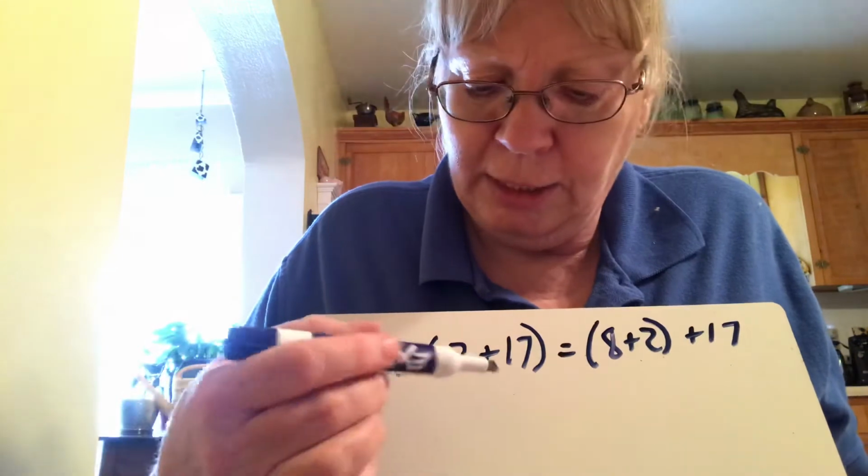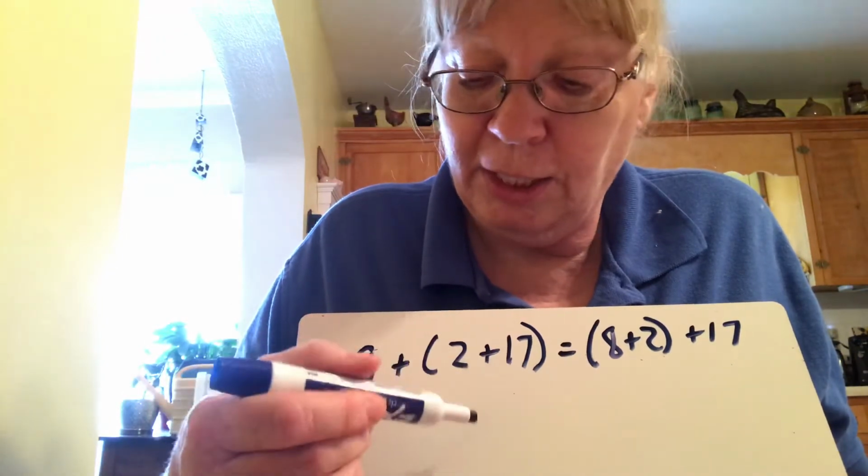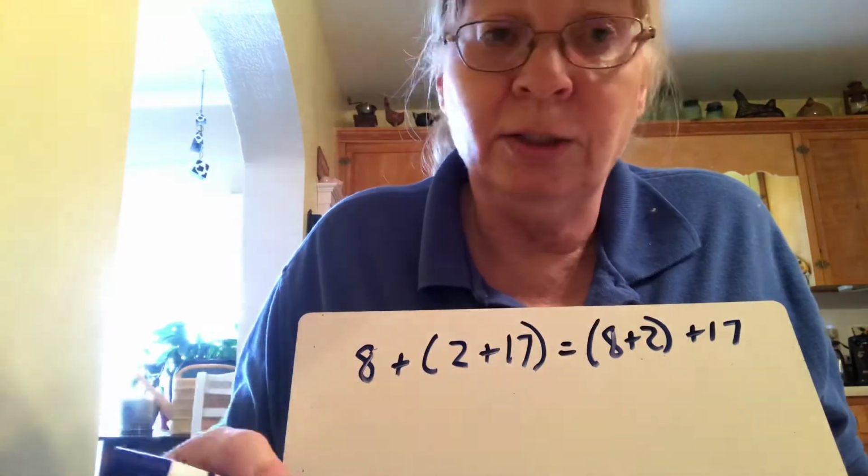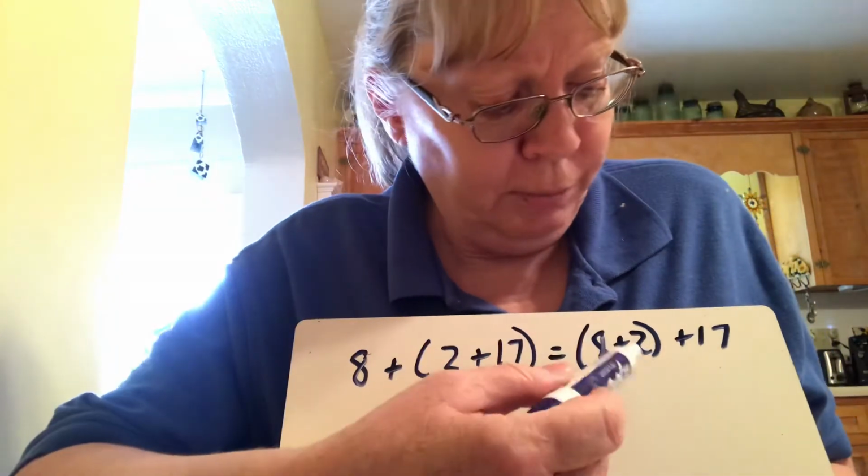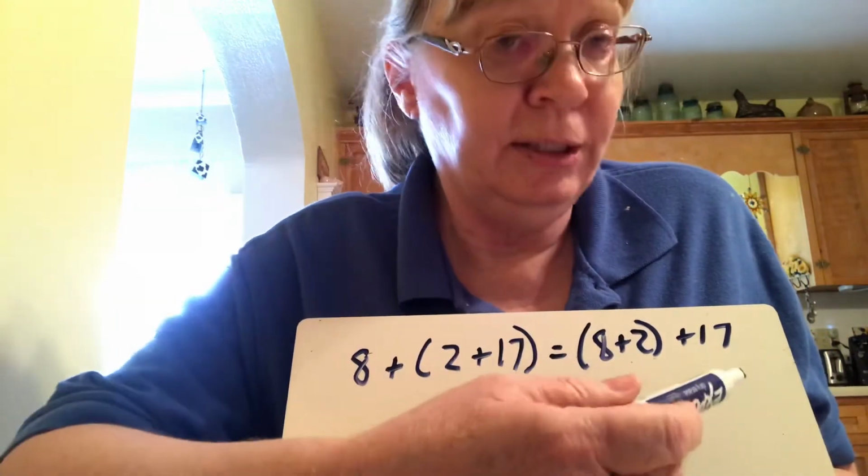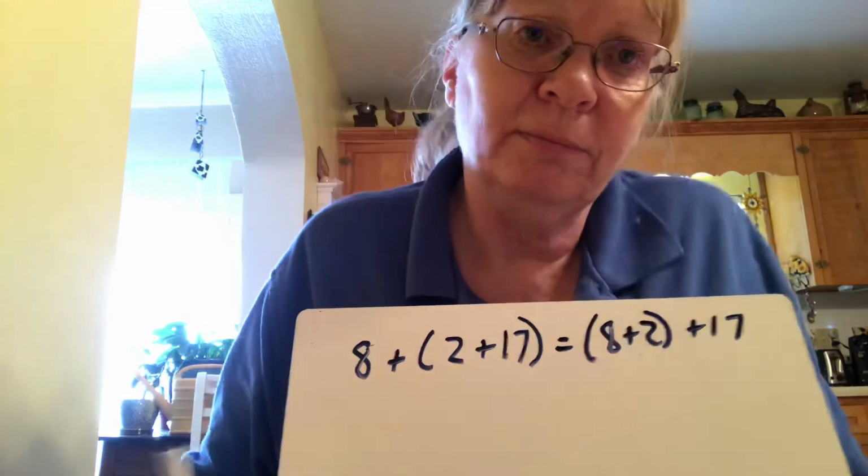2 plus 17 is 19. 19 plus 8 is 27. 8 plus 2 is 10. 10 plus 17 is 27. Okay, it's the same thing.